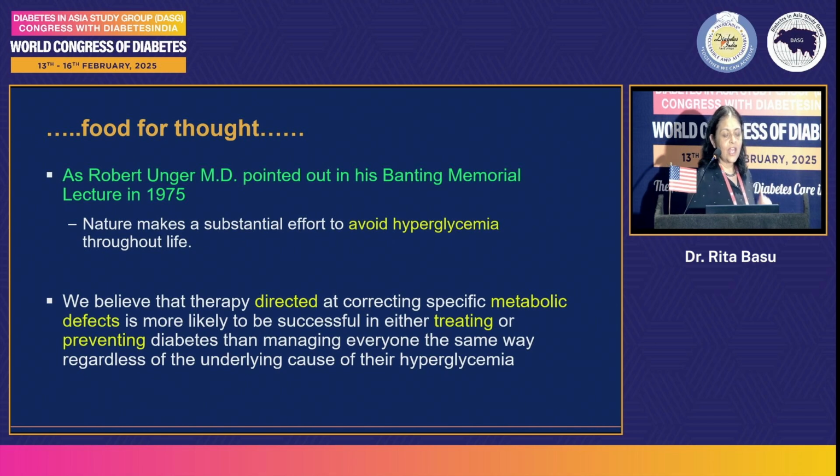He said, nature makes a substantial effort to avoid hyperglycemia throughout life. And therefore, I believe that therapy directed at correcting specific metabolic defects is more likely to be successful in either treating or preventing diabetes than managing everyone the same way, regardless of the underlying cause of their hyperglycemia.